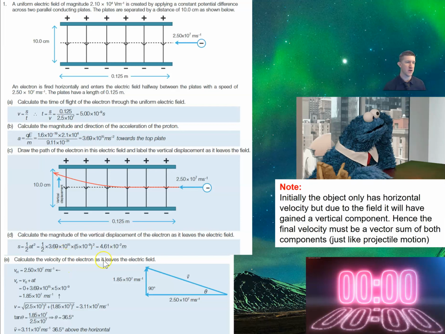Then calculate its velocity. Its velocity has to be a vector equation. I knew what it was originally traveling and I've calculated its change in velocity upwards. So I have to use Pythagoras to figure out what the resultant velocity is. So it needs to be done vectorially. Then you can also use Pythagoras to get the direction, and it's deflected by 36.5 degrees above the horizontal. So that is your angle of deflection.